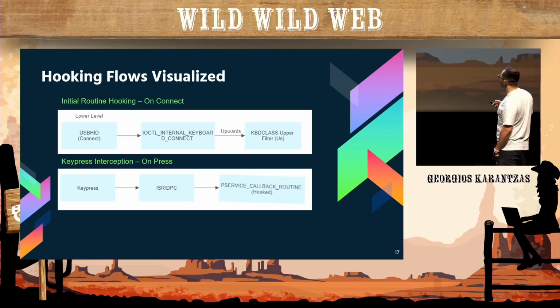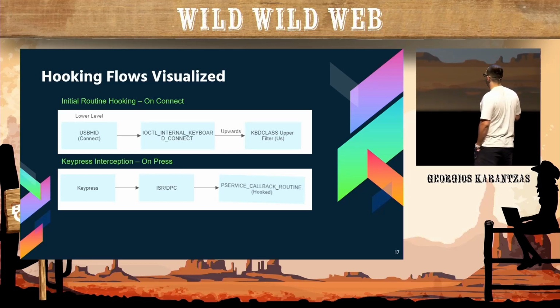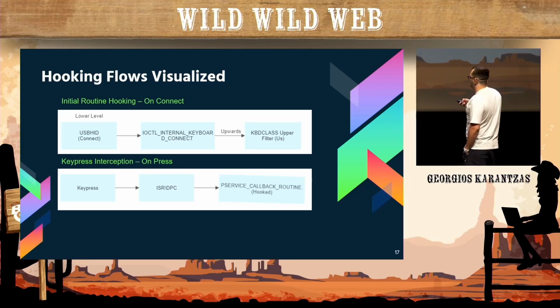So actually, there will be the keypress, there will be the ISR, and it will be queued. This routine will be queued as a DPC. Its work is to transfer data. So this is our hook. And to place our hook, we will essentially have the USB HID, which will create the IOCTL, the IRP, and it will travel upwards towards our KBD class upper filter. And that's the point where we'll place the hook. Below is the point where the hook will be called.